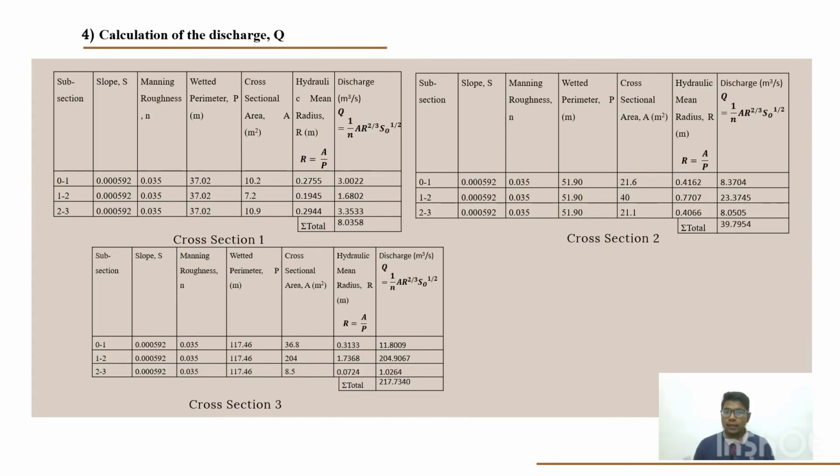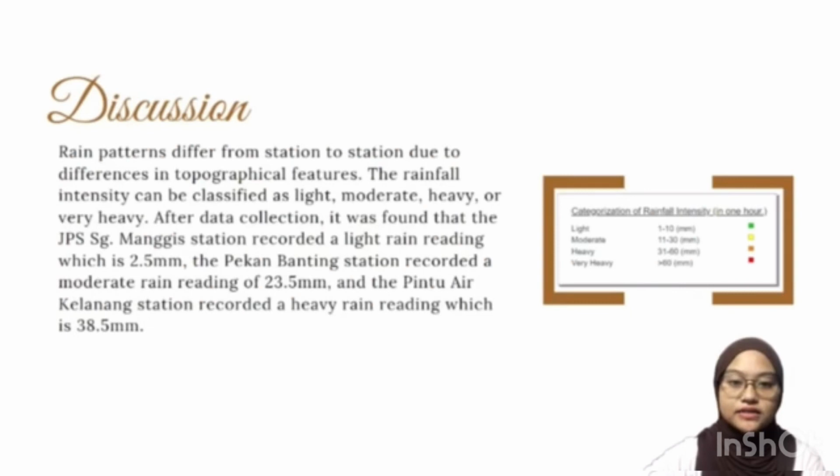In this table, we will calculate the discharge by using all the data that we get, such as the subsection, slope, Manning roughness, weighted perimeter, cross-sectional area, and also the hydraulic mean radius. All of this will be calculated, and for all the cross-sections, we will get the total for all the slopes that we have chosen. That's all, thank you.